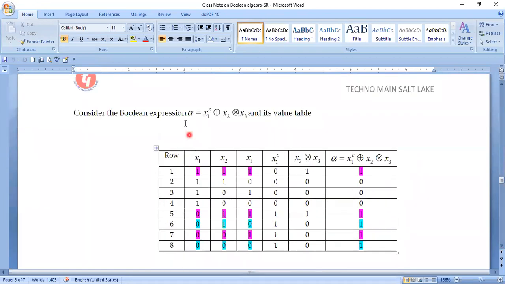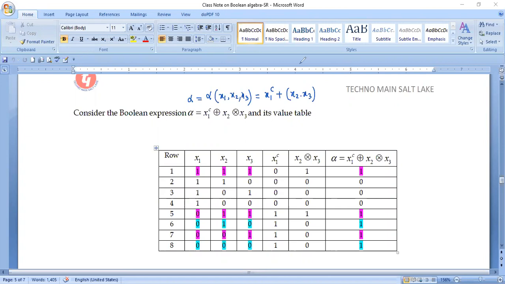Let us consider a Boolean expression alpha equal to x1 complement plus x2 cross x3. We can consider this type of Boolean expression, no problem. Why can I consider it? It is because alpha is nothing but an expression containing the inputs x1, x2, x3, which is x1 complement plus x2 dot x3. So you can say that alpha is a function of x1, x2, x3. So obviously it is a Boolean expression.